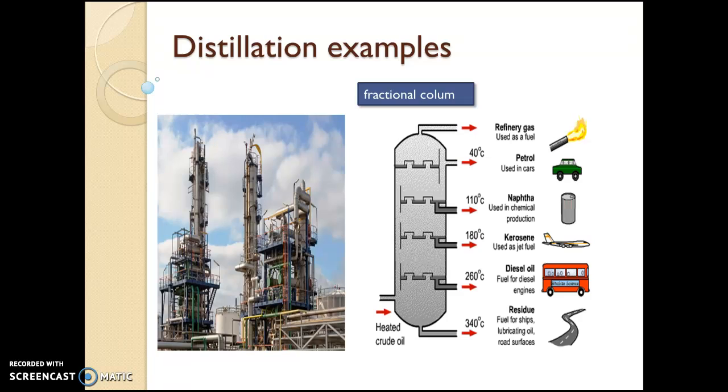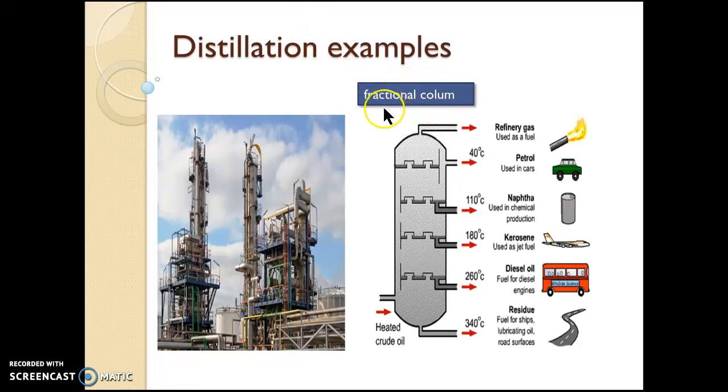Another way we use distillation is when we try to separate the different fractions of crude oil. Now crude oil consists of at least 50 different compounds. And to get these compounds separated, we heat the mixture at approximately 350 degrees Celsius, and then we push it into what we call a fractional column.